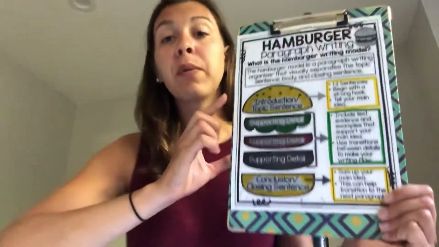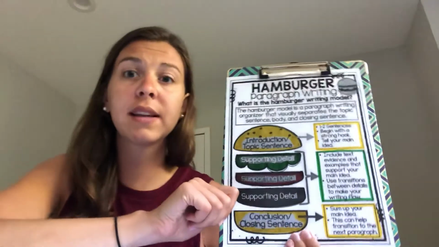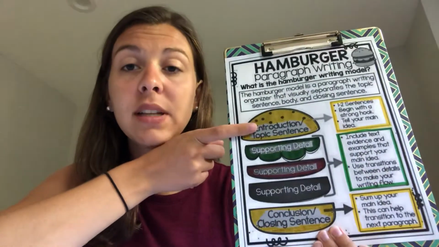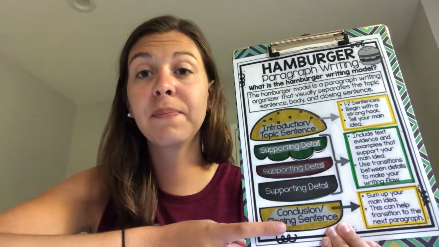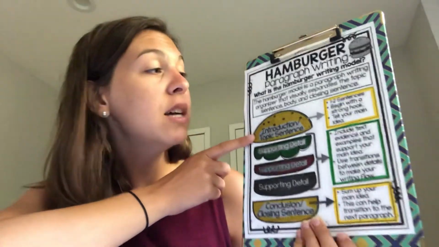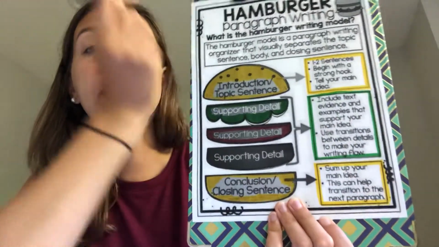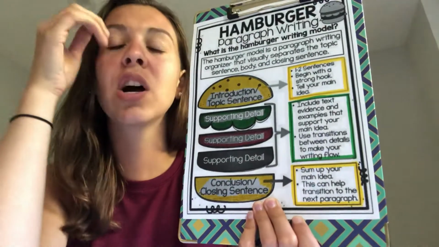So basically, we're going to be writing a few sentences about a few different things. So first we're going to do a top bun. Then we're going to do our lettuce, tomato, burger, and our bottom bun. So our top bun is the introduction or the topic sentence. So when we do this, this is basically when we are beginning our paragraph with something that's interesting, a hook.